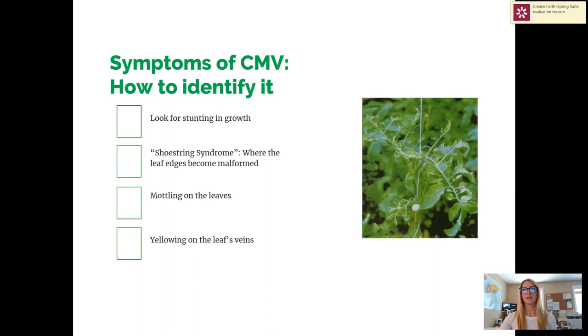All right, symptoms of CMV. Infection can be identified through several symptoms. This includes stunting in the growth, mottling on the leaves, and yellowing of the leaf's veins. One of the most indicative signs is a behavior known as shoestring syndrome, where the leaf edges become malformed and do not continue to properly develop. We can also see a yellow strip that appears along inside the vein here.